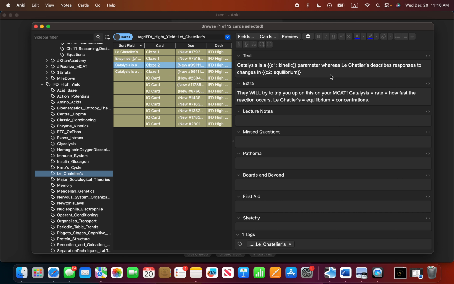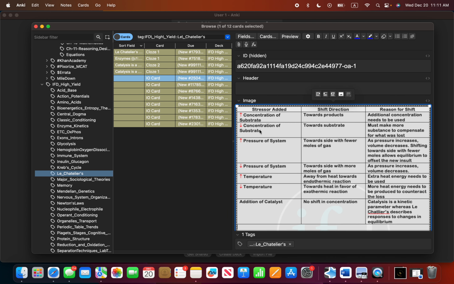So whenever you say kinetic, it relates to the speed of reactions. They will try to trip you up on this again. Yeah. So Le Chatelier's is about concentrations and equilibrium, but catalysis is about rate and how fast the reaction occurs.